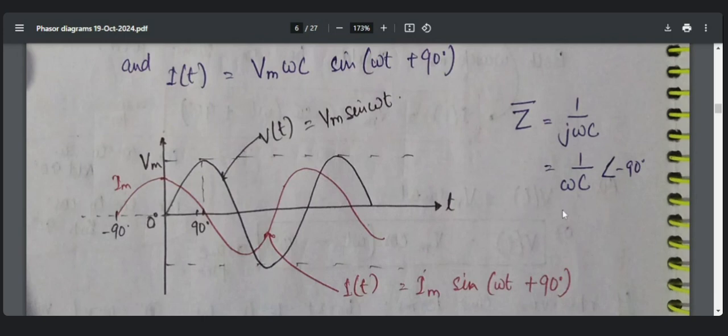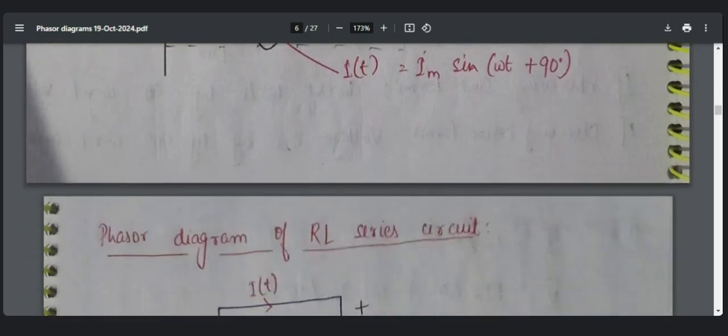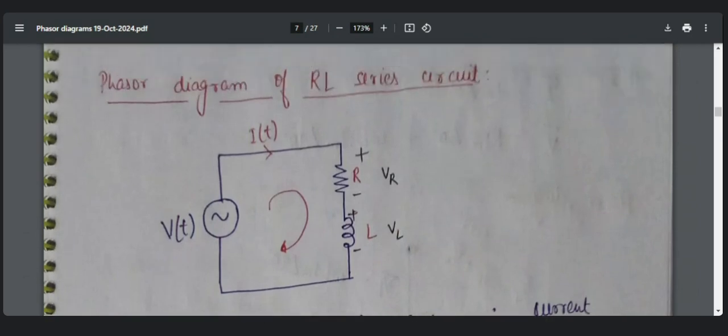Similarly, for calculating the impedance, we will have 1 by j omega C, that is 1 by omega C at minus 90 degrees. Because here the j is in the denominator, so 1 by omega C at minus 90 degrees. Okay, so till this point, am I clear? Yes, ma'am.